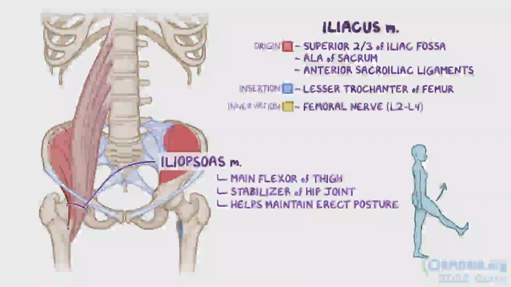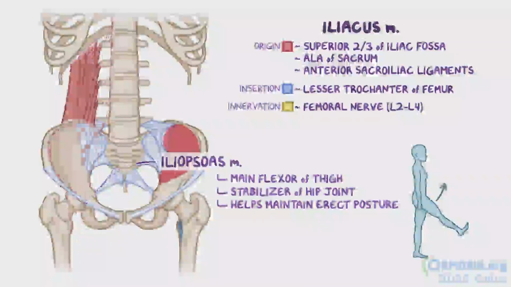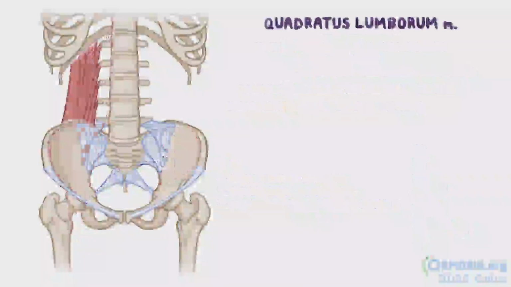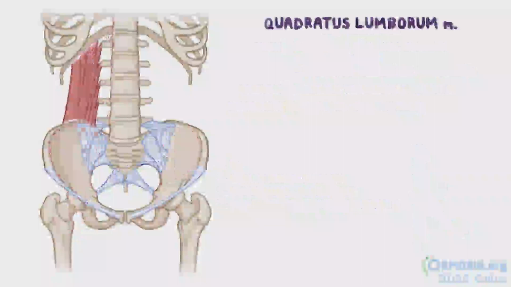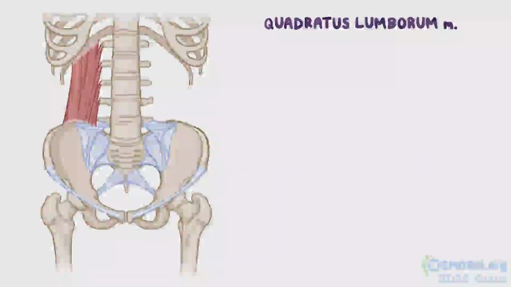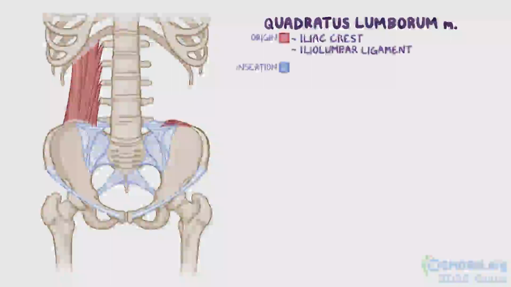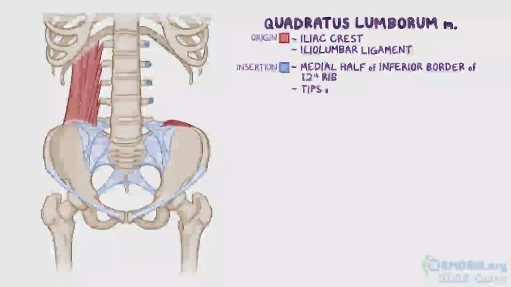The innervation of iliacus comes from the femoral nerve, which is derived from the anterior rami of spinal nerves L2 through L4. Now let's look at the quadratus lumborum muscle, which forms a thick muscular sheet in the posterior abdominal wall along the transverse processes of the lumbar vertebrae. It originates inferiorly on the iliac crest and iliolumbar ligament and inserts superiorly on the medial half of the inferior border of the 12th rib and the tips of the lumbar transverse processes.